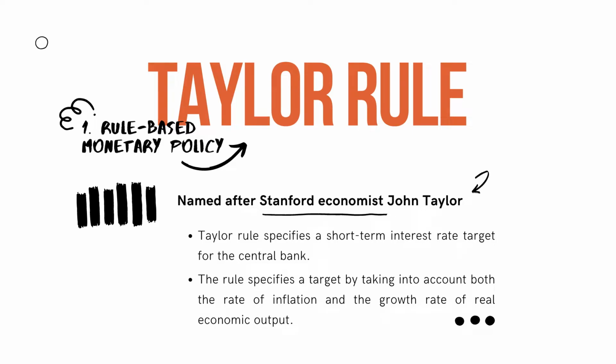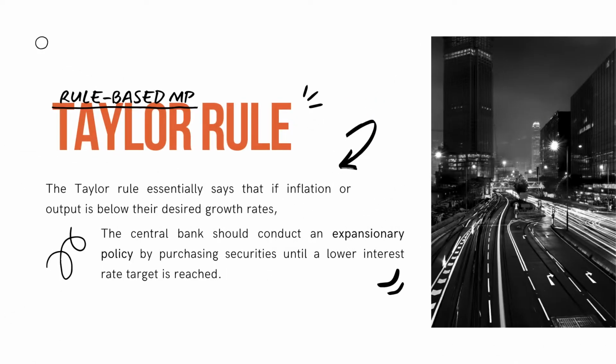Named after Stanford economist John Taylor, the Taylor Rule specifies a short-term interest rate target for the central bank. The rule specifies a target by taking into account both the rate of inflation and the growth rate of real economic output. The Taylor Rule essentially says that if inflation or output is below their desired growth rate, the central bank should conduct an expansionary policy by purchasing securities until a lower interest rate target is reached.